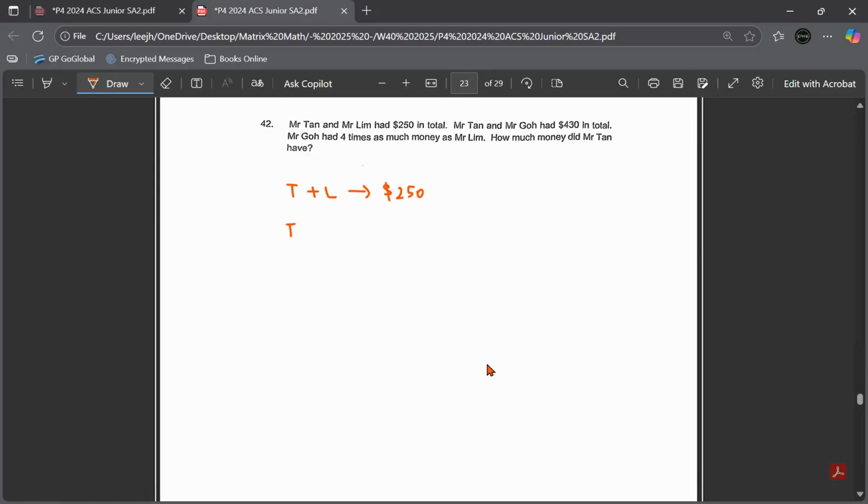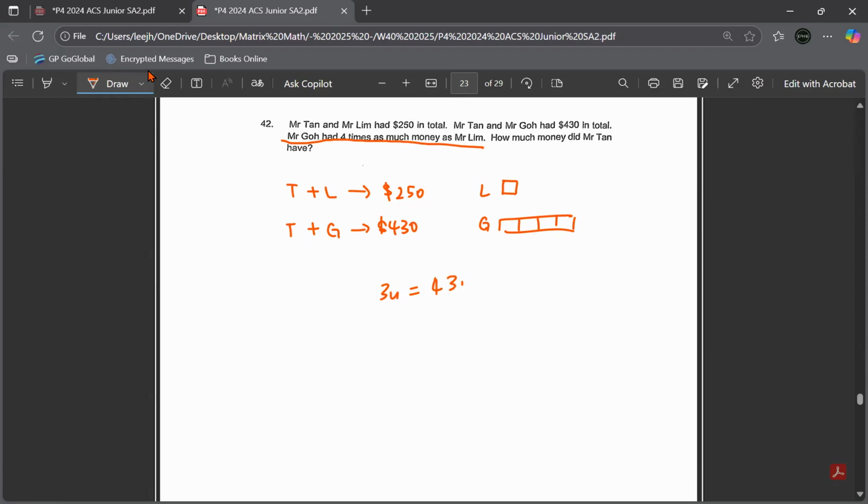250. But Mr. Tan with Mr. Goh, 430. But the difference is between Mr. Goh and Mr. Lim. Wait, don't write like that. They give me this one, Lim is on top, Goh is below. So Goh had 4 times. So Goh, 4, Lim, 1. So you can see the difference between them is 3 units. 3 units, how to find? You minus.